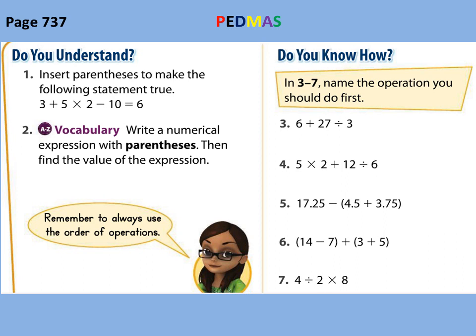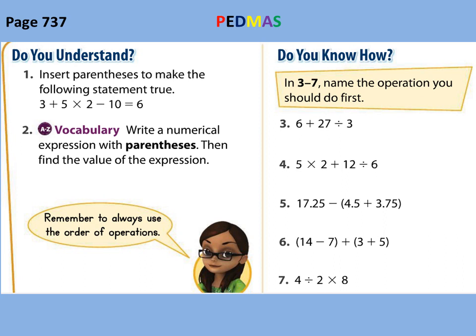Go to page 737 and read question 1. Remember, read to understand, then think, do, and check your answers. Take 1 minute to think about this question. You can stop the presentation. After finishing, go back. Have you finished? Yes? Okay.